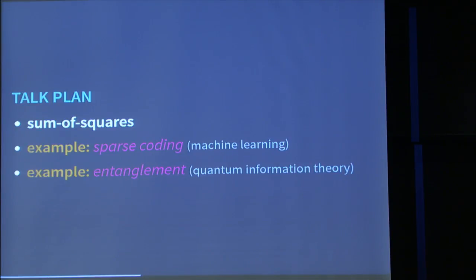for two optimization problems. And those are actually not discrete optimization problems. They are continuous polynomial optimization problems. One is sparse coding, a basic problem in machine learning. And the second example comes from quantum information theory, and it has to do with quantifying the amount of entanglement that you have in a quantum system.